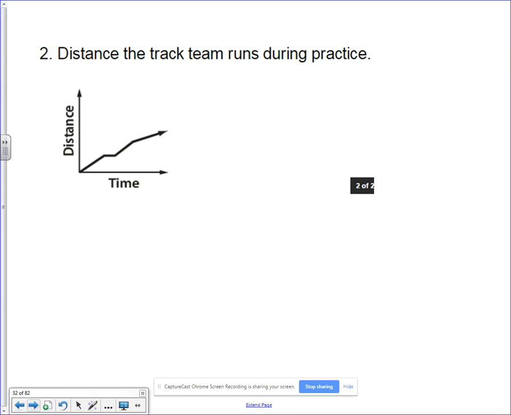The track team is running. The x-axis is time. The y-axis is the distance they've run. So go ahead. What's happening here? They started running. Okay, so you can start. They started running. So that gets me that portion. Then what do they do? They take a break. You see how that line's flat? They're not going anywhere. So then they take a break. Maybe you say they stop for water.